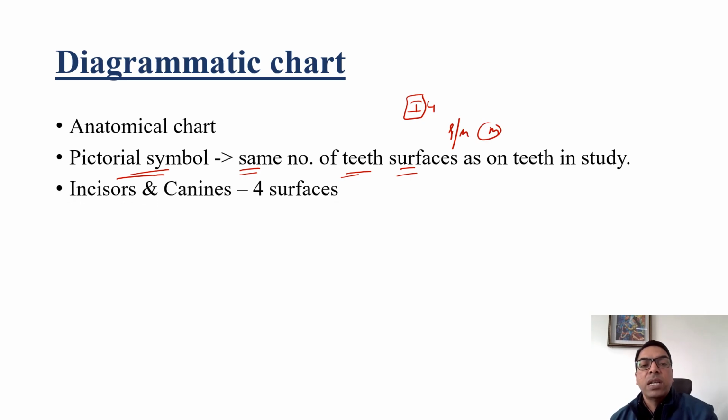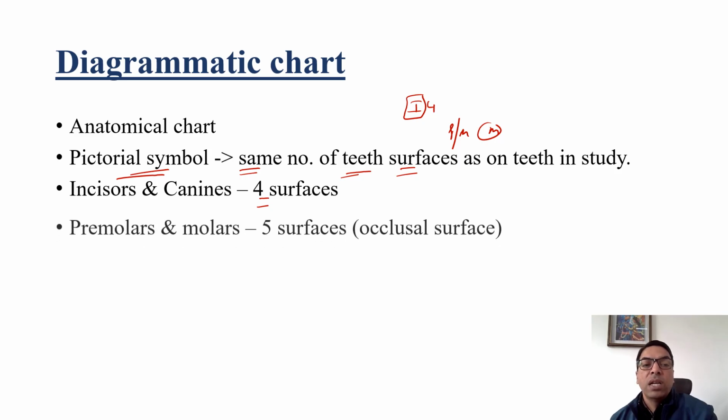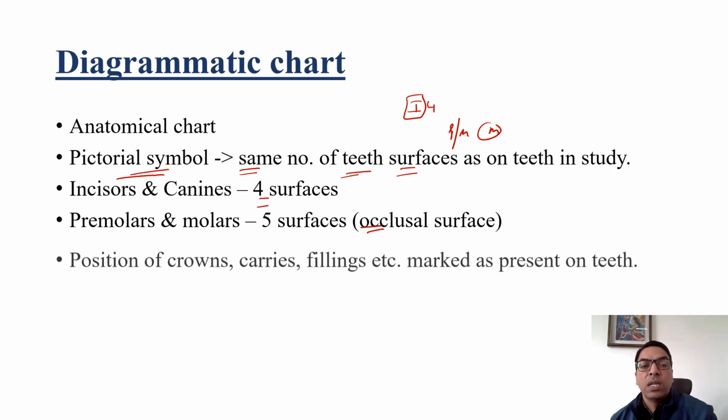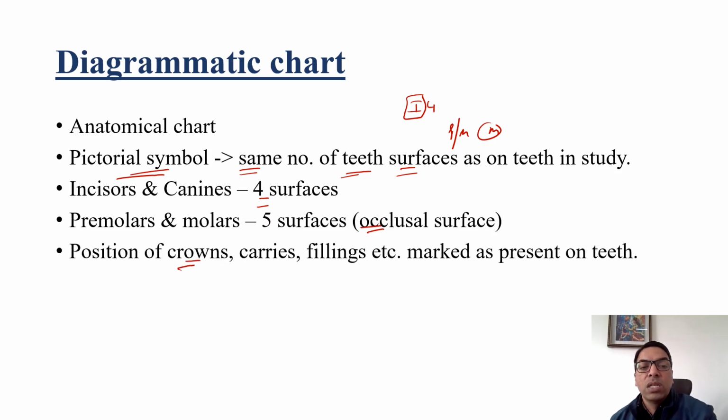Incisors have 4 surfaces: the incisal, the labial, the lingual surface, and the sides. And for premolars and molars, they have 5 surfaces, including the occlusal surface. The position of crowns, caries, fillings, etc., are marked on the teeth. For other systems, where we have used the universal system or the FDI system, the tooth which is absent, we just cross it, or if it has not come up, we write absent. Whereas here we mark the individual teeth diagrammatically and the findings on the teeth.